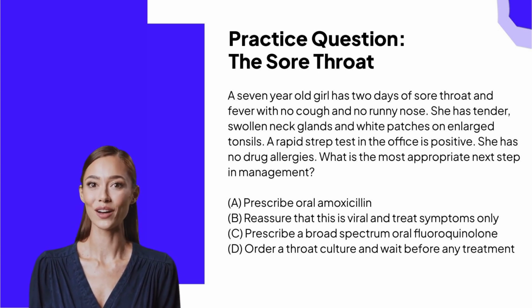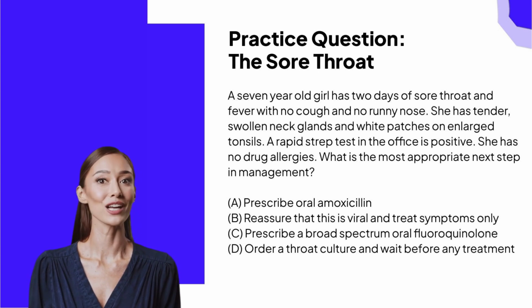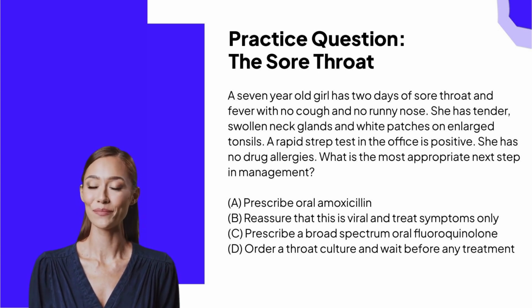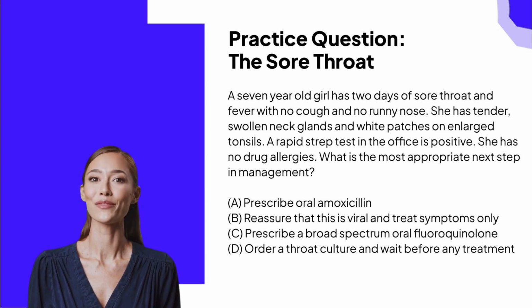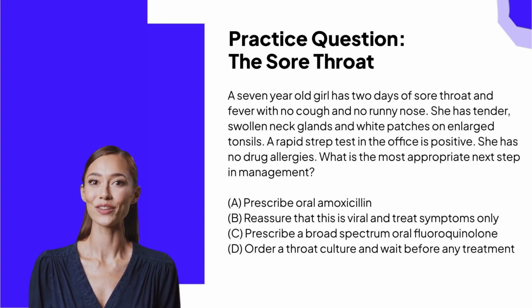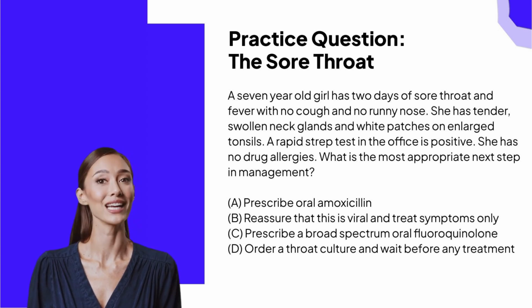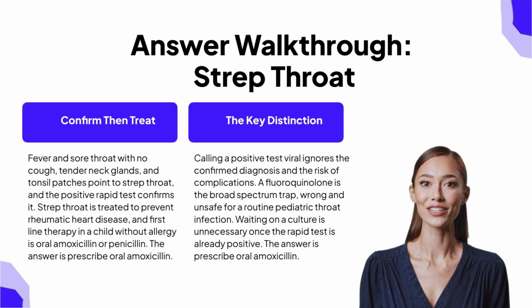Your choices are: option A, prescribe oral amoxicillin. Option B, reassure that this is viral and treat symptoms only. Option C, prescribe a broad-spectrum oral fluoroquinolone. Option D, order a throat culture and wait before any treatment. Use the pattern of fever and sore throat without cough, plus that positive test, and choose your answer before we go through it together. Let us break down this answer.